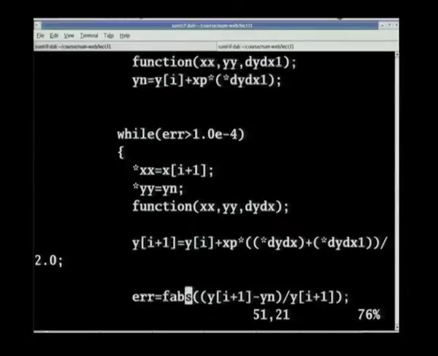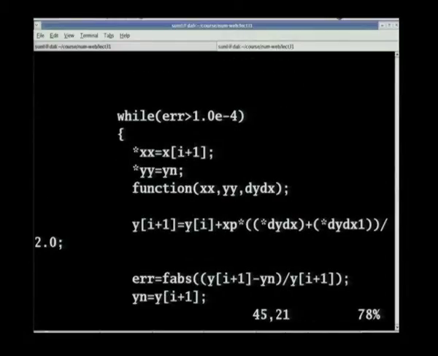Then I go into the corrector here. So xx is now xi plus 1, the next value, and y is yn, the next value, and then I call the function again and I get the derivative here. Now this is a corrected function value, which is y of i plus the average of these two derivatives, that is dy dx plus dy dx 1, divided by 2. Remember, dy dx is evaluated at i plus 1 and the predicted y value, and this is evaluated at i and y of i.